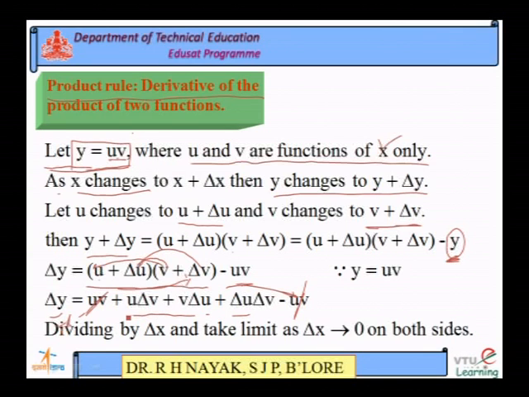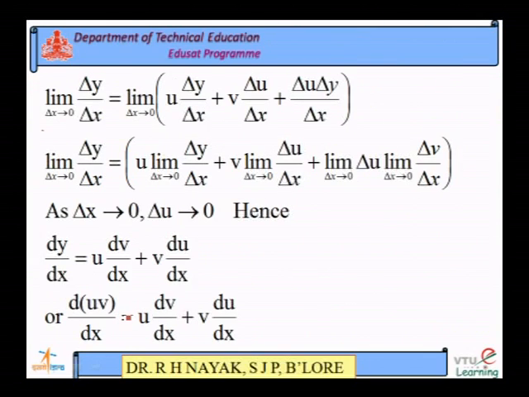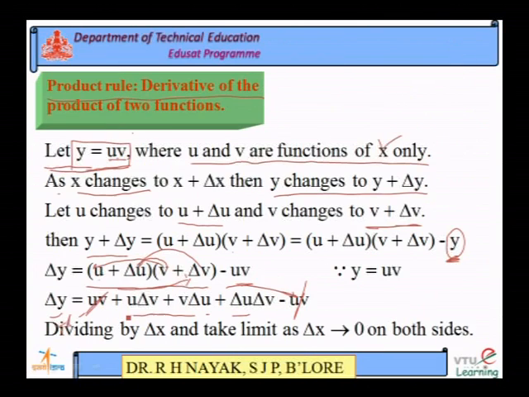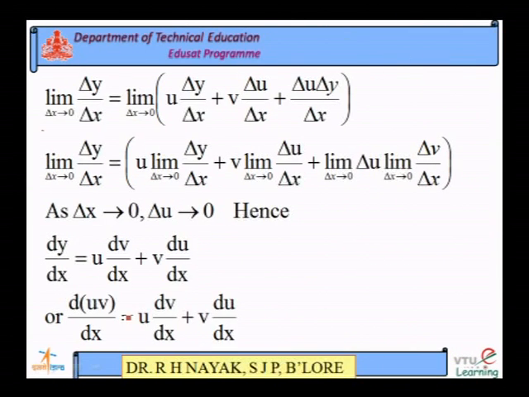For this, you divide by delta x and take the limit. It will become limit of delta x tends to 0, u into delta v by delta x plus v into delta u divided by delta x plus delta u delta v divided by delta x. Here it is delta v only, not y. When we have the whole thing divided by delta x, we have to divide every term by delta x. So, according to that, we have divided each term by delta x.